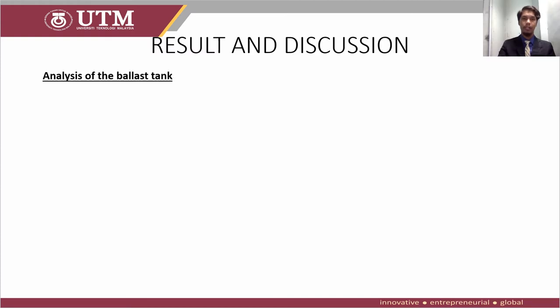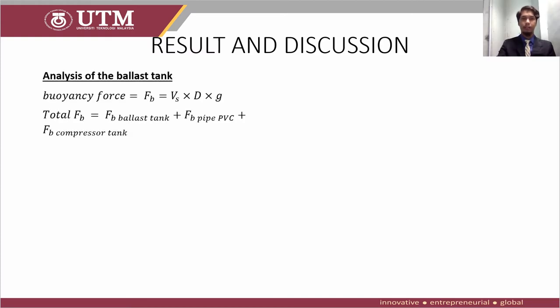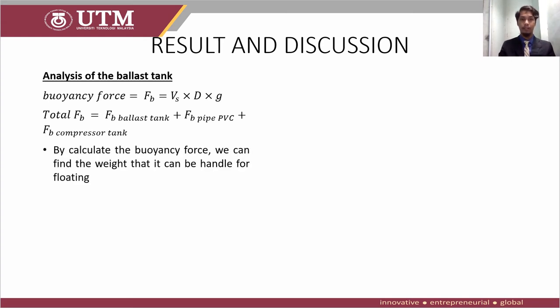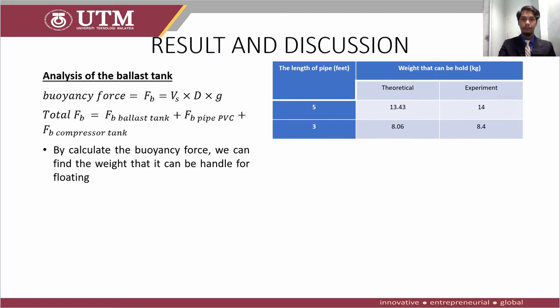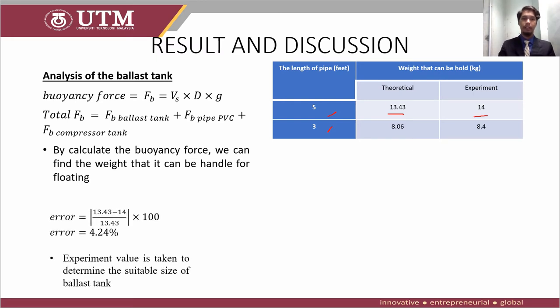For result and discussion, in the analysis of the ballast tank, by calculating the total buoyancy force in terms of the ballast tank, the material of the pipe of the tank and the compressor tank, we can find the weight that it can handle for the protein. I tested pipe lengths of 5 feet and 3 feet. Theoretically, the weight that can be handled is 13.43 kg, but the experiment gave 14 kg. The error is 4.24%, which is still acceptable. So the experiment value is taken to determine the suitable size of the ballast tank.